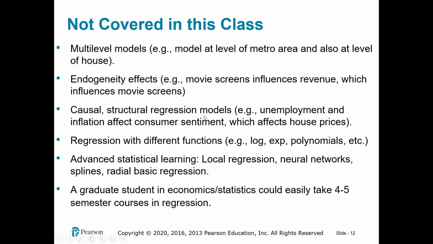Now, we assume very simple effects with standard regression, i.e., we've got a dependent variable that's influenced by independent variables. But we can get what we call causal or structural regression models. So we may have a multi-stage regression. We've got unemployment and inflation. These things affect consumer sentiment, which again affects house prices. For some of these complex models, there's something called structural equation models where we look at more complex causal relationships. But again, they're a little bit out of the scope of this class.